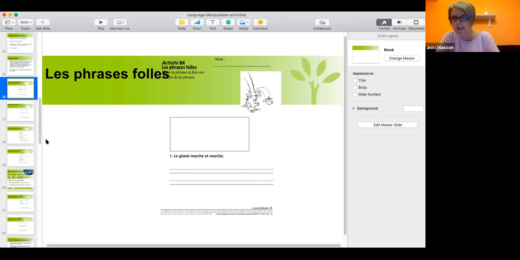Tu dois dessiner. And the kids tell me what to do. So I'm doing it in front of them on the whiteboard. And then we erase it and they go off to their tables.